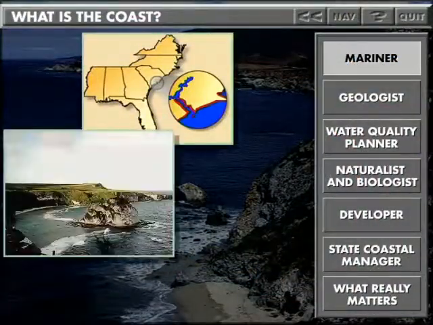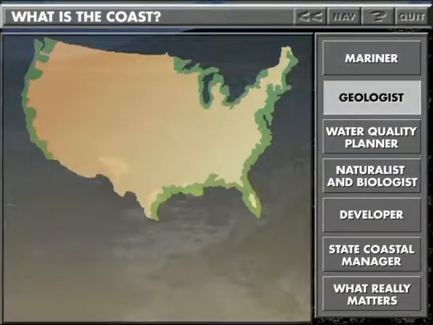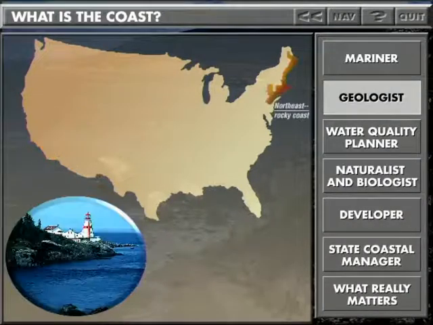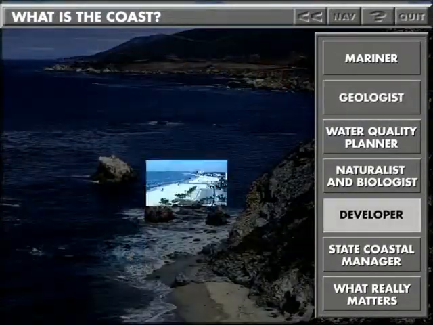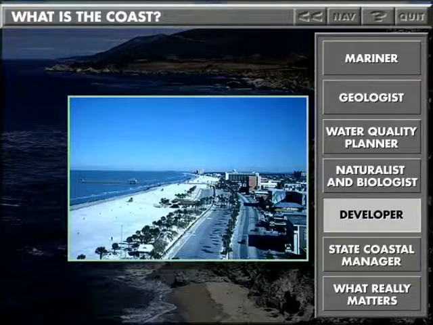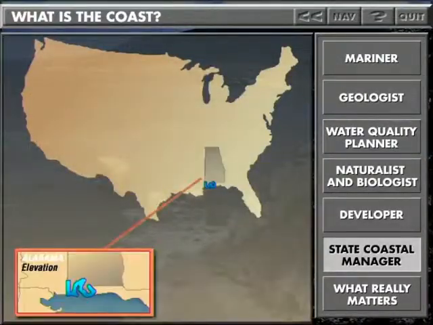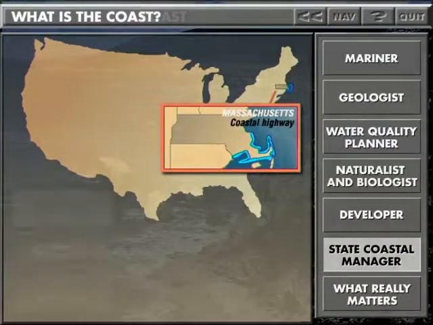Mariners have traditionally defined the coast as that area where seawater meets the land. To a geologist, the coast is a large land area that is a continuation of the nearshore ocean bottom. Developers see the coast as highly valuable and attractive real estate. All coastal states have defined a coastal zone for the purposes of environmental management programs.